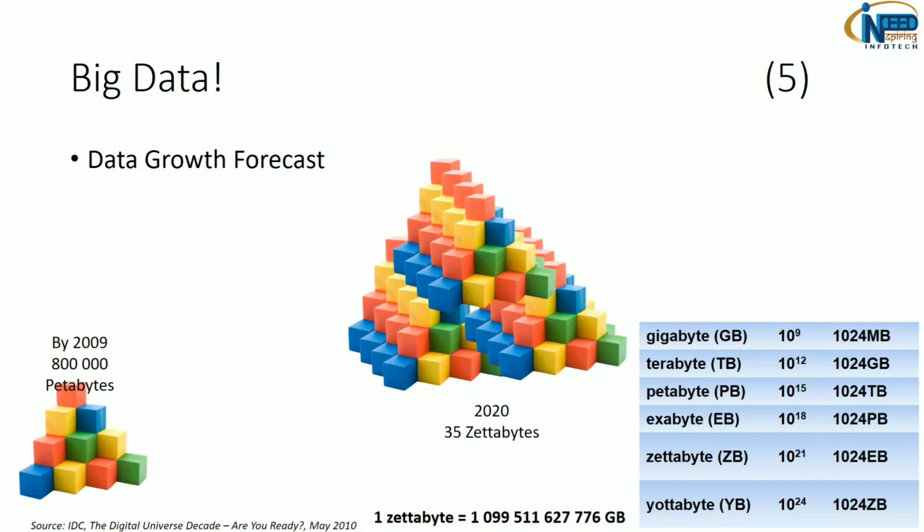This is the chart where you can have a reference from gigabyte to terabyte, then petabyte, then exabyte, zettabyte, and yottabyte. So zettabyte lies here, and here you can have a comparison. 1 zettabyte is equal to this much amount of GB. So you can just imagine how much data we have today.